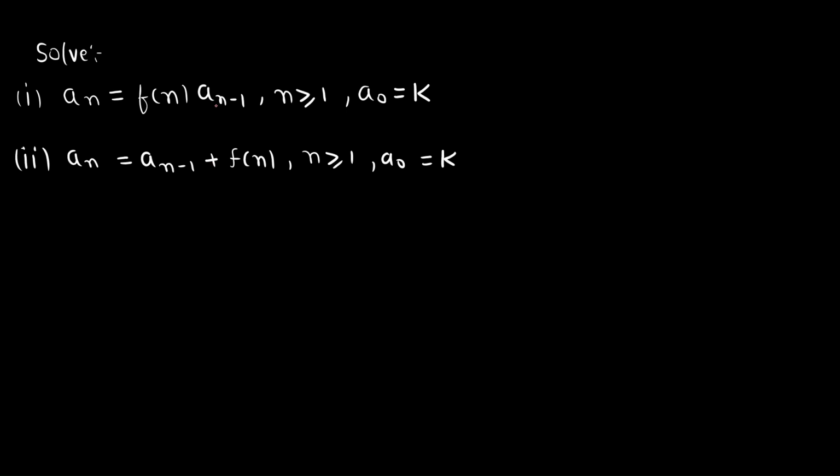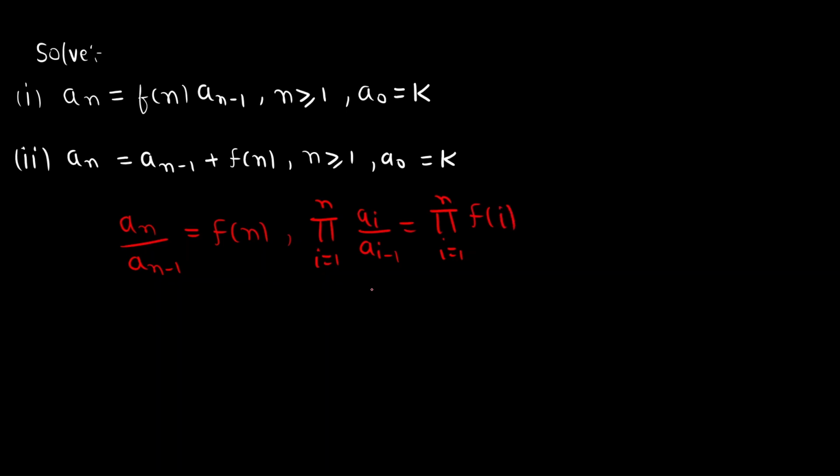For the first part, I'll divide by an-1 on both sides. I'll get an by an-1 is equal to f of n. Now what I'll do is, I'll take the product on both sides: product from i equal to 1 to n of ai by ai-1 is equal to product from i equal to 1 to n of f of i. Now if you expand this, you can see that it is looking something like this.